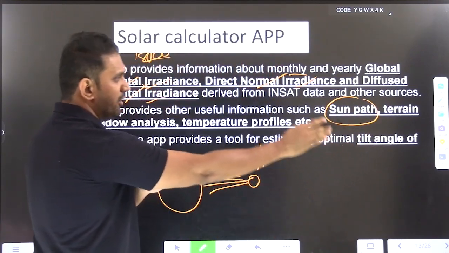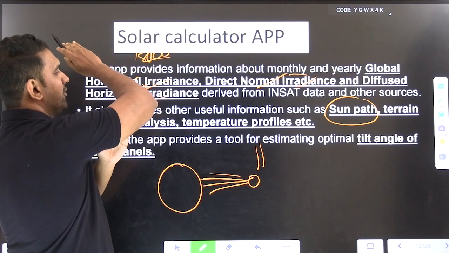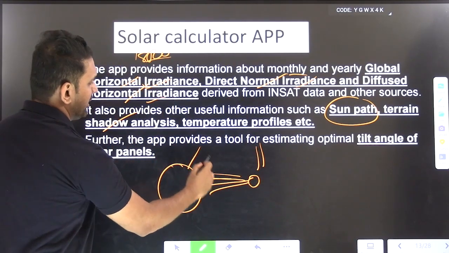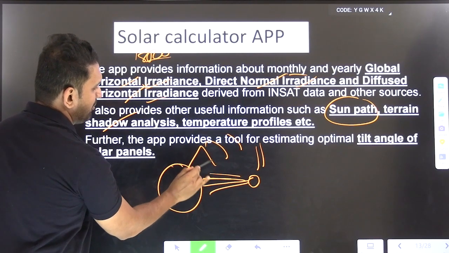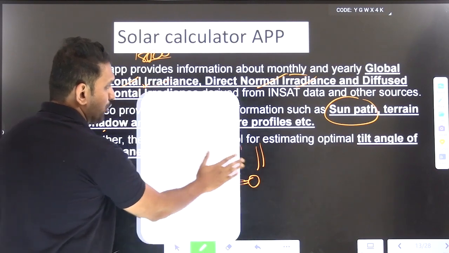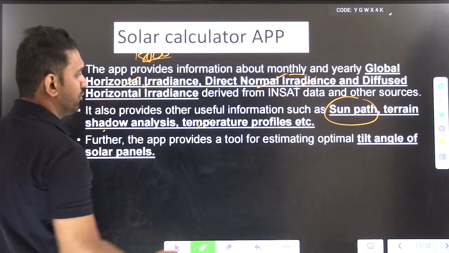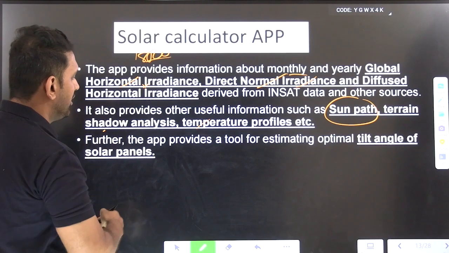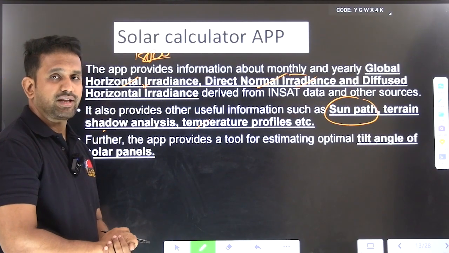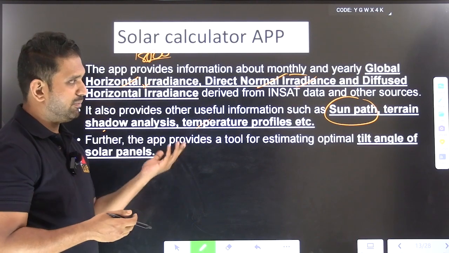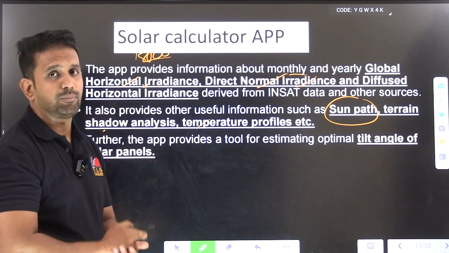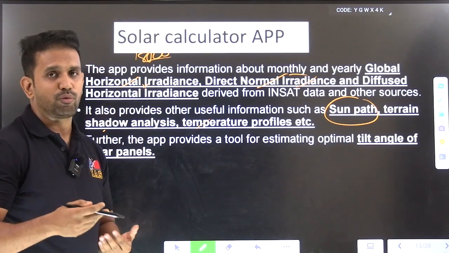Okay, it also tells us the information with regard to the sun path. Whether the sun is at 0 degree, 45 degree, 90 degree, 85 degree, like that. It also gives us the sun path. Terrain shadow also: if the sun is going here, how much time the shadow will be there, like that. So terrain shadow will also be given, and temperature profiles of that particular area will also be given. That is how every evening on DD National or any TV channel, weather forecasting is done, and they also tell us the temperature. In your mobile phone, every minute it is being updated. You can see the temperature profiles of a particular area.